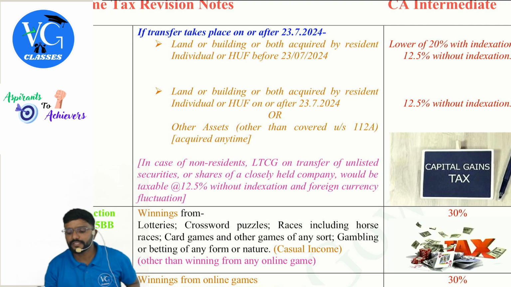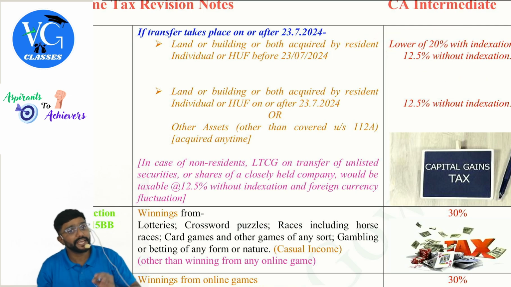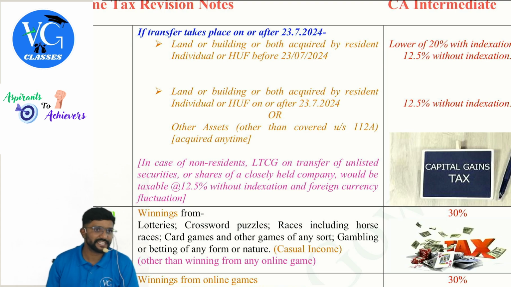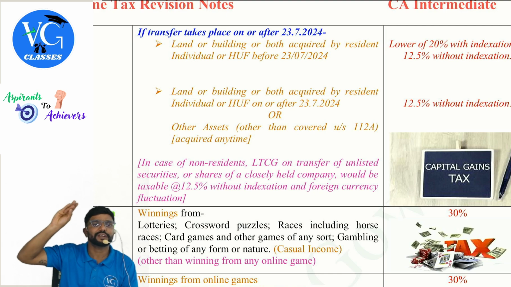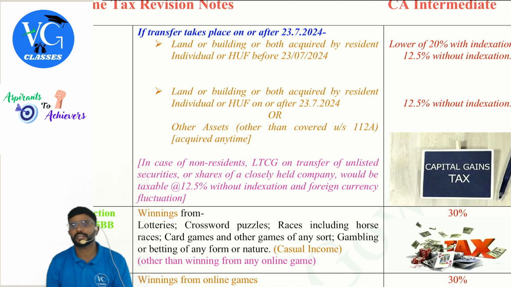So what is the tax rate, guys? Lower of 20% on the gain with indexation or 12.5% on the gain without indexation. Okay, sir. In any other case, 12.5% without indexation. Any other case, simple. The rate is 12.5% without indexation. Only in one case they have a choice: old rate or new rate. For whom, guys? Resident individual or HUF. Is it for all the assets for them? No. Only for land or building acquired before 23rd July.